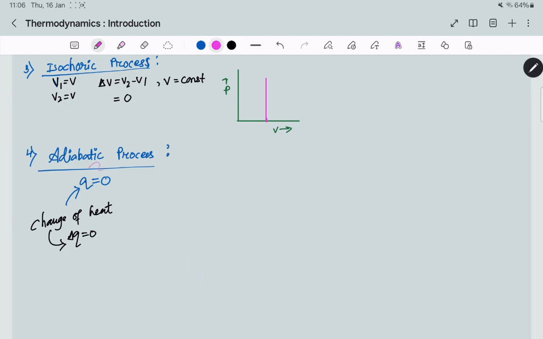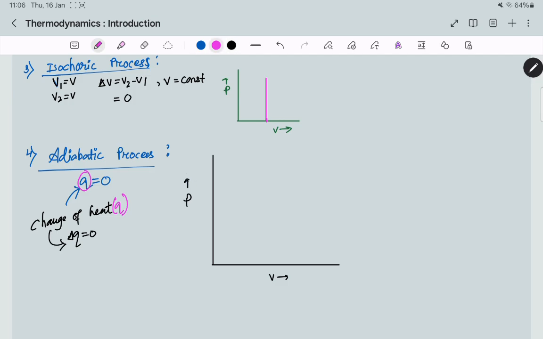Remember that. If only q is written and no delta sign is given, then you have to write down the change of heat. You are taking it as q or delta q. Clear? That will be 0. So for adiabatic process, I will compare this curve with the isothermal process. Then we'll understand it better.